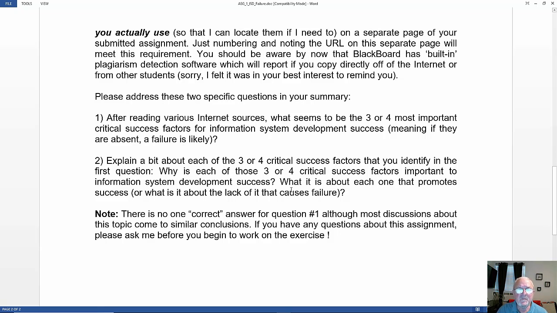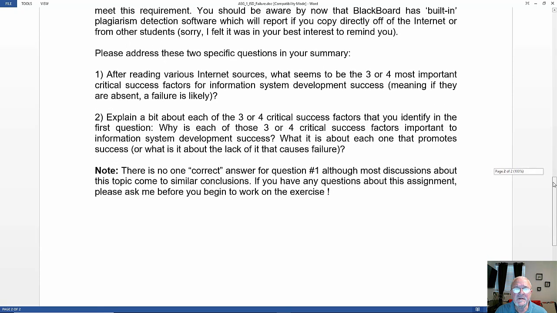Second question, explain a bit about each of these 3 or 4 critical success factors that you identify in the first question. So then you elaborate on why each one of the particular critical success factors that you cite is important to information system development success. What is it about each one that promotes success? Or what is it about each one that the lack of it causes failure?